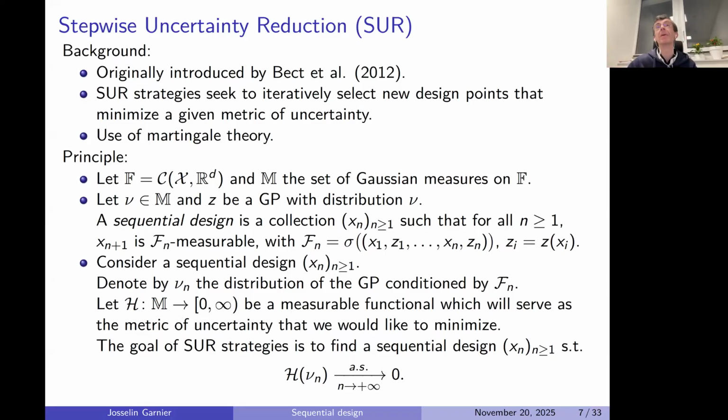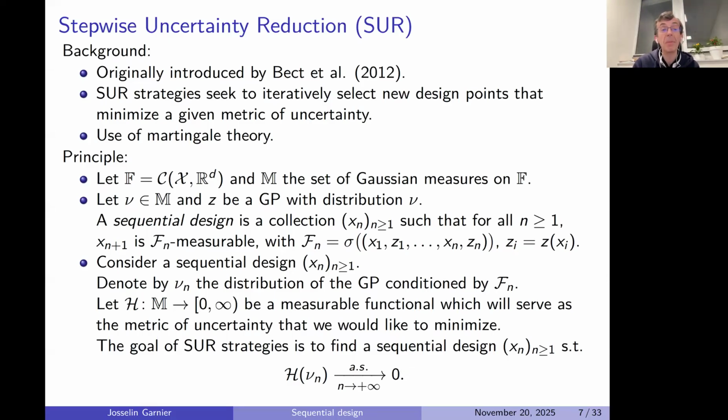Our goal will be a Bayesian inverse problem. And we will say that the sequential design is good, it will be a SURE strategy, if we can prove that h of nu_n converges to 0 as n goes to infinity. So this is what we want to do. We want to build sequential designs that respect this definition, which are such that h of nu_n goes to 0. So that's our target.